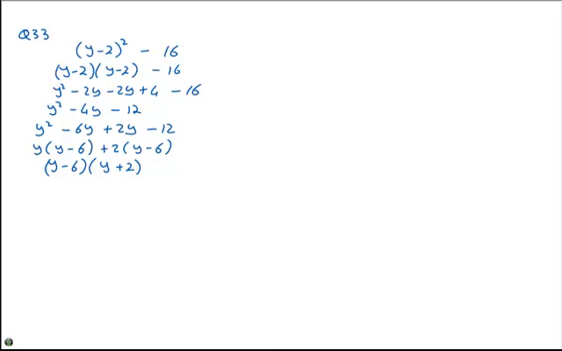Okay, that's 33, now 34. 2x plus 1 all squared. So again, lads, I don't know if you can spot it, it's the difference of two squares, so it could be done that way. I'm not going to do it that way, I'll write it out.